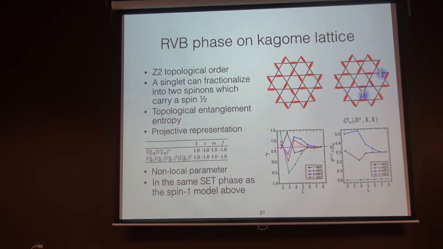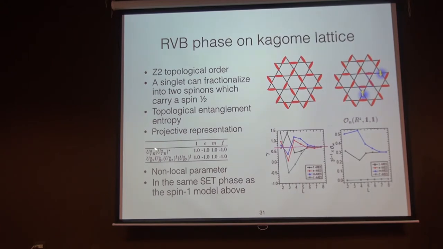And then another case is the RVB phase on the kagome lattice. Then we know this phase is a D2 topological order phase, and it is a good approximation of the hexagonal model on the kagome lattice. Again, once we break one singlet, a pair of defects will carry the spin 1/2. So again, this phase has a spin 1/2 representation carried by the D2 gauge charge.